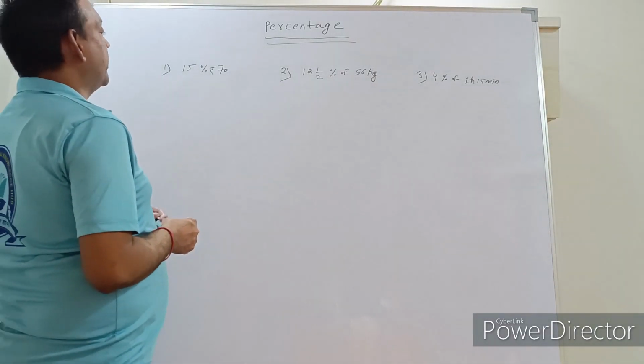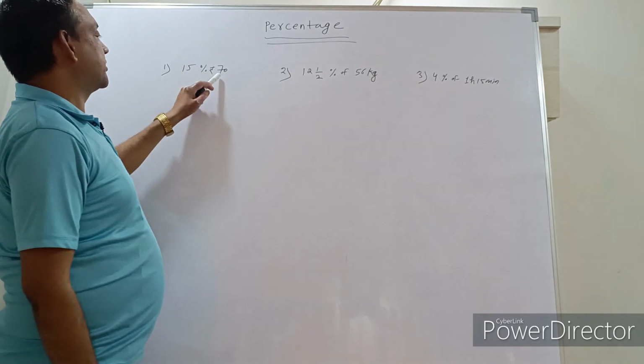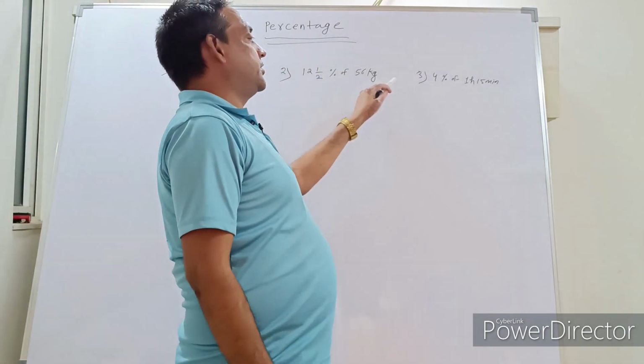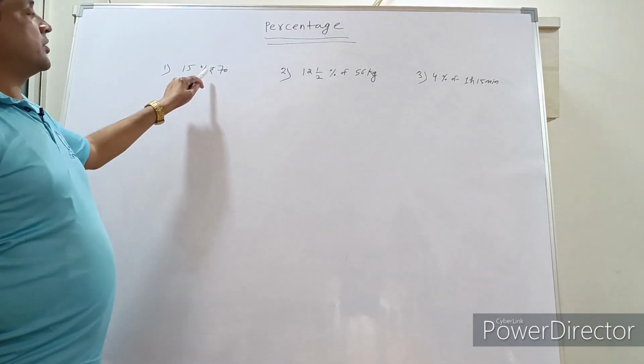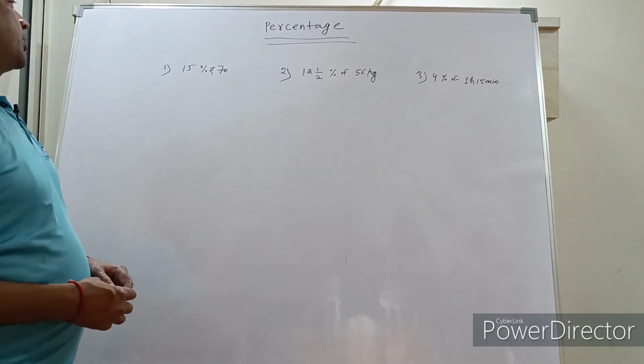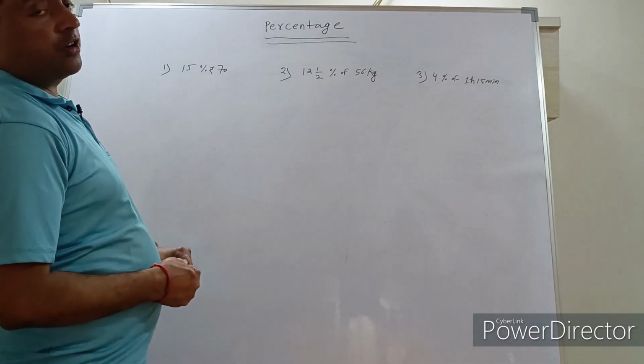Okay, and next one is like they give the value, like here they gave 70 rupees, here they gave 56 kg, here they gave 1 hour 15 minutes. We have to find out 15% of rupees 70. So what is the value of 15% of 70?